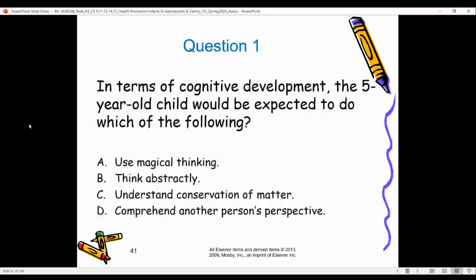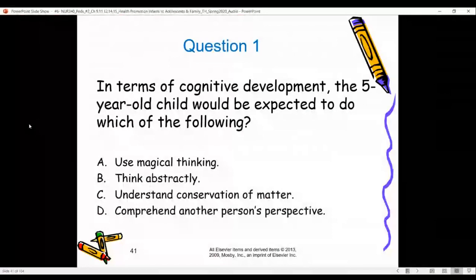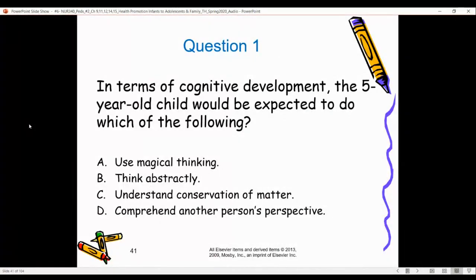In terms of that cognitive development, the 5-year-old will be expected to do which of the following? Use magical thinking, think abstractly, understand conservation of matter, or comprehend another person's perspective.